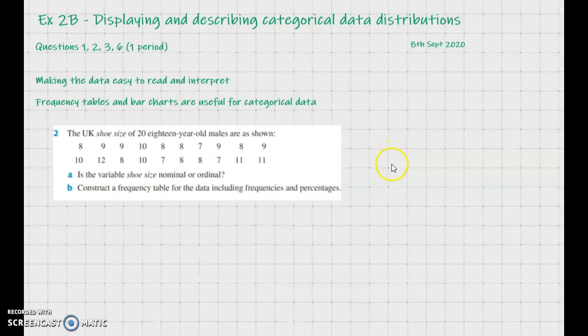So it definitely is categorical data, and that's why we'd be able to do a frequency table and a bar chart for it. Whether it's nominal or ordinal, hopefully you realize that there is a logical sense to it. You can go up through the numbers in order, so it's ordinal. But let's get on to making a frequency table, and we've got to include frequencies and percentages.